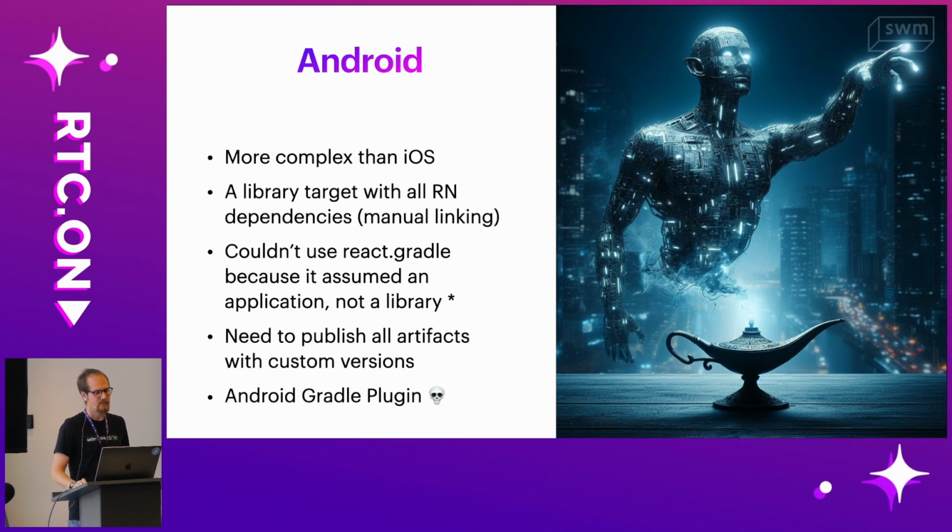Now let's look at my least favorite platform, Android. Of course, a lot more complex because it wouldn't be Android otherwise. So you begin by, okay, we have an application, so now we need to build a library target. Now, at the time, I know things have changed a little, but remember, we started with React Native 0.27. There was this Gradle config that was targeting apps, so it wouldn't work, it was targeting applications, not libraries.